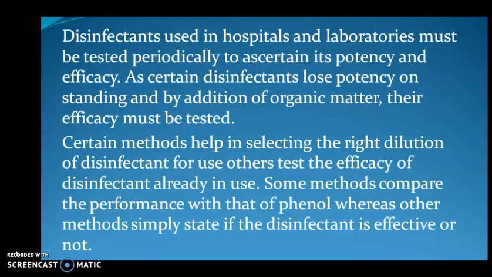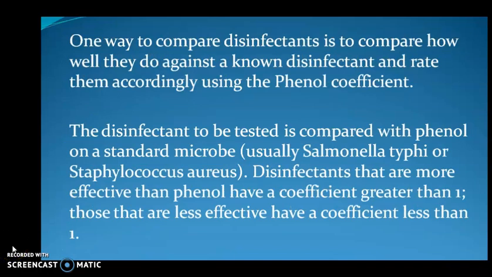Some methods compare the performance with that of phenol, whereas other methods simply state if the disinfectant is effective or not. One way to compare disinfectants is to compare how well they do against a standard and rate them accordingly using the phenol coefficient. Here, the disinfectant to be tested is compared with phenol on a standard microbe, usually Salmonella typhi or Staphylococcus aureus. The disinfectants that are more effective than phenol will have a coefficient greater than 1, and those that are less effective will have a coefficient less than 1.